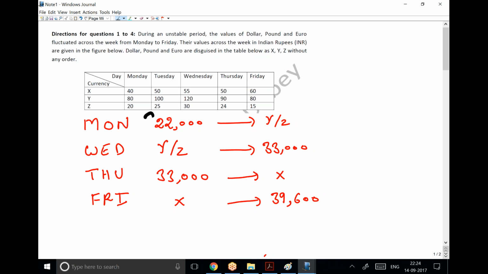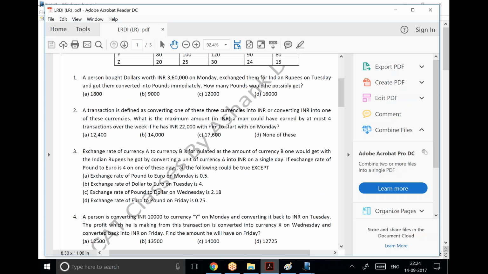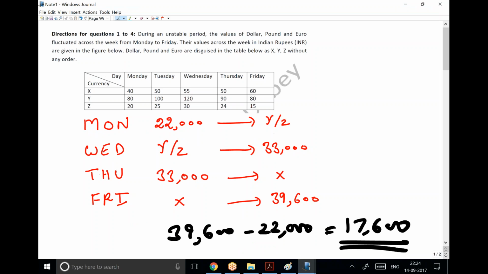We invested in the beginning 22,000, and finally we got 39,600, right? So finally how much amount we have earned? You can immediately say 39,600 minus 22,000, which comes out to 17,600, right? So the right answer for the given question is 17,600, I think, which is answer option C. So the right answer comes out to be answer option C for California.